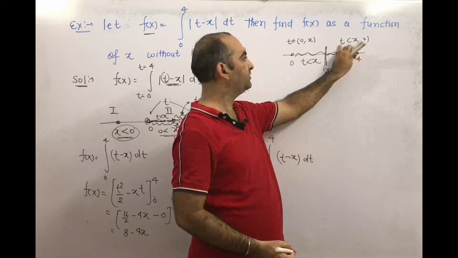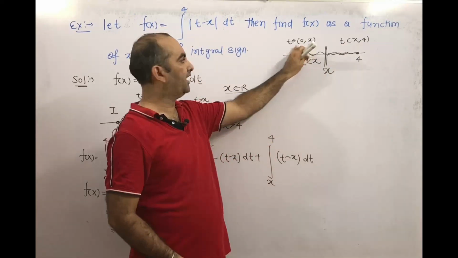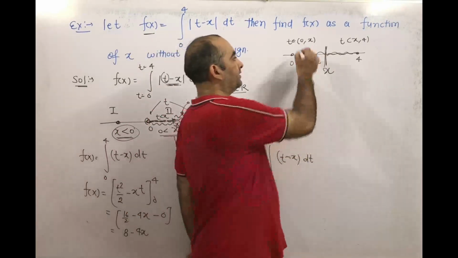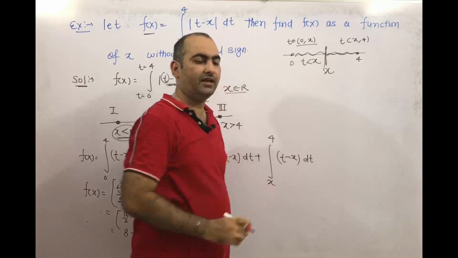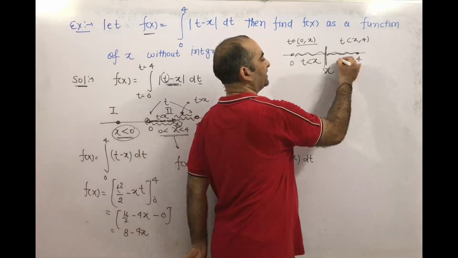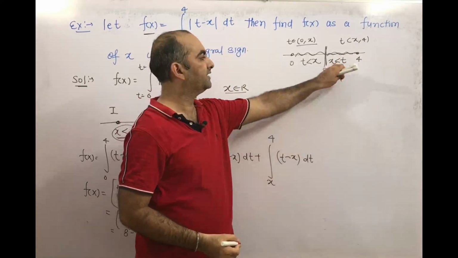Okay, so the maximum value of t is x, and here the minimum value of t is 0. Correct? So here we can say that t is less than x, and in the other case t lies here, so we can say t is greater than x.